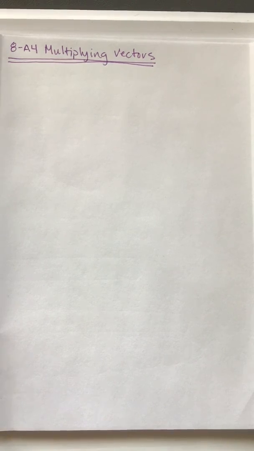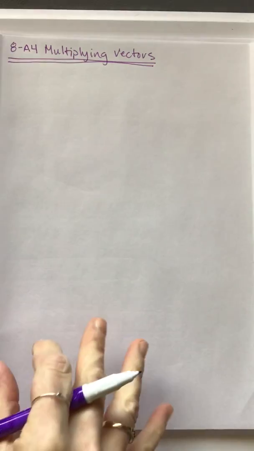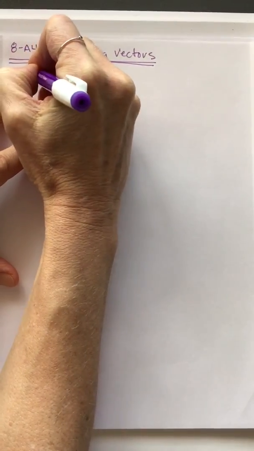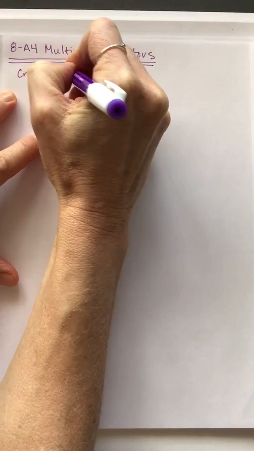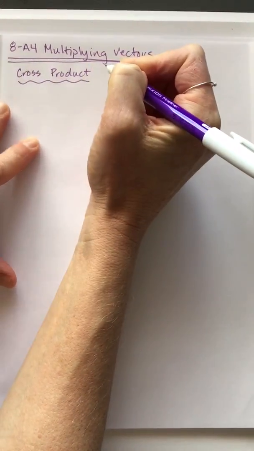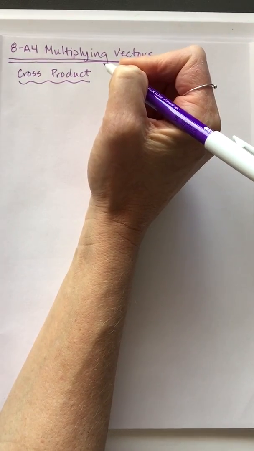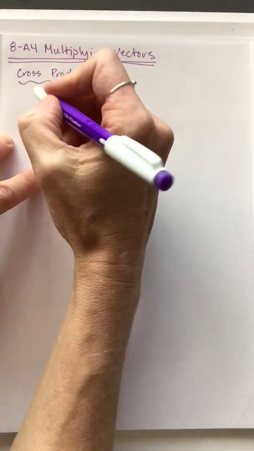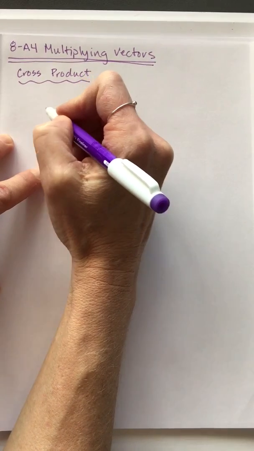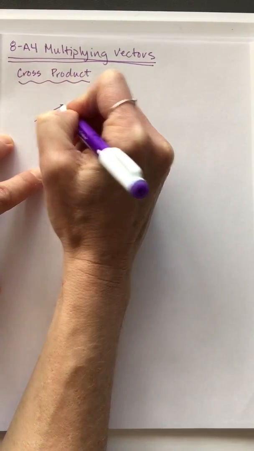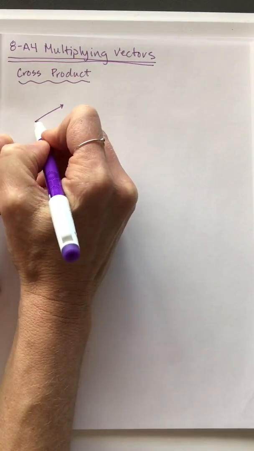Good morning. We are going to continue multiplying vectors, and we are going to do the cross product now. So the cross product represents the area in between two vectors. So if we have a vector A cross B, I'm going to kind of try to show this in 3 dimensions.